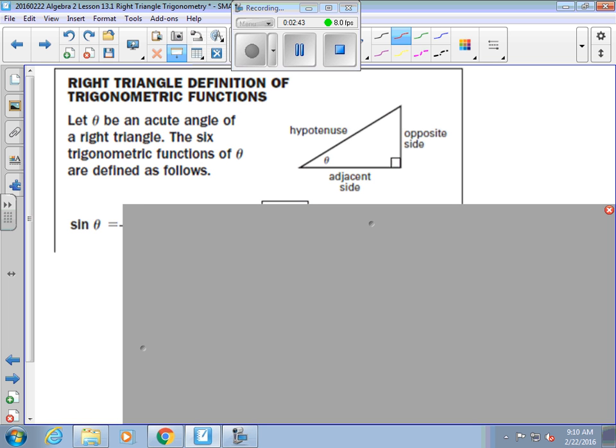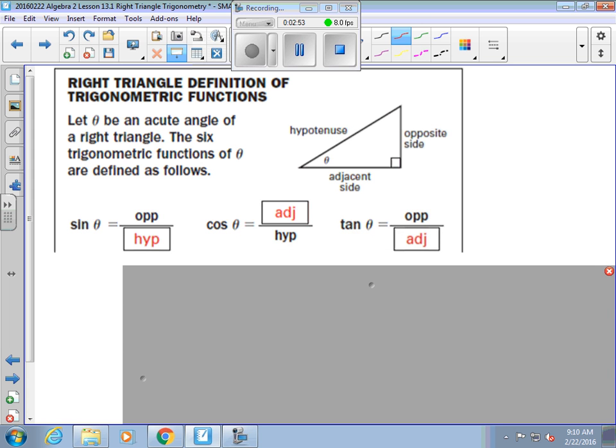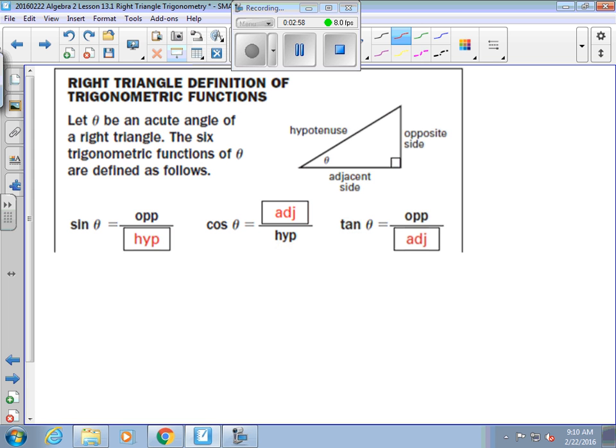So let theta be an acute angle of a right triangle. The 6 trig functions of theta are as follows. Most of us are familiar with the first 3: sine, cosine, and tangent. There's a mnemonic device that people came up with, SOH-CAH-TOA, that helps people remember the order of each of these formulas. S-O-H, C-A-H, T-O-A. I like to enunciate the difference so it doesn't sound like you're saying the same thing for SOH and CAH.